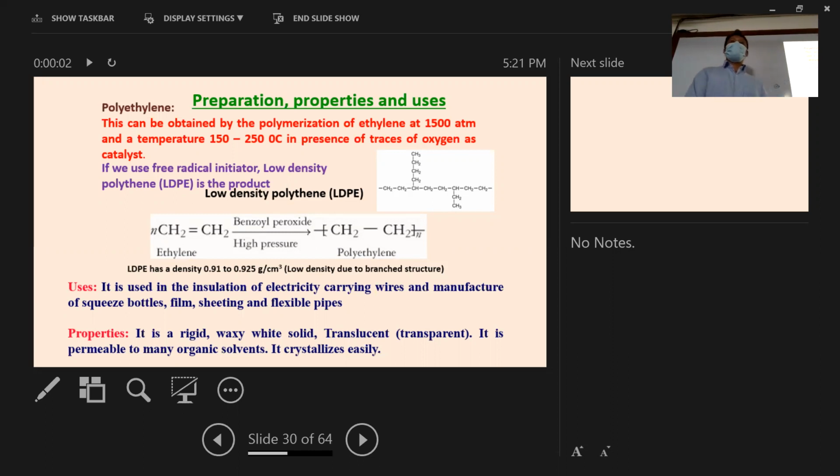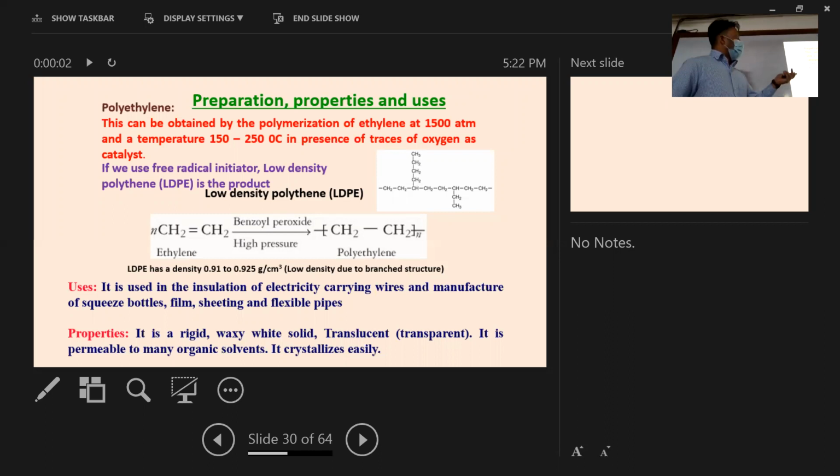What is the density of water? Density of water. Don't get confused. This is very simple. 1 gram per cm cube. 1 gram per cm cube. So LDPE is just a little bit low compared to water.